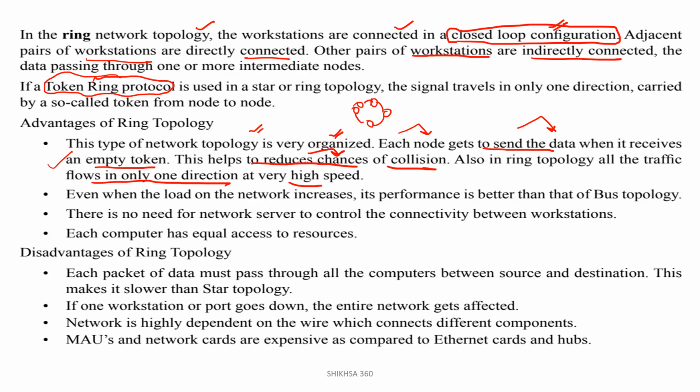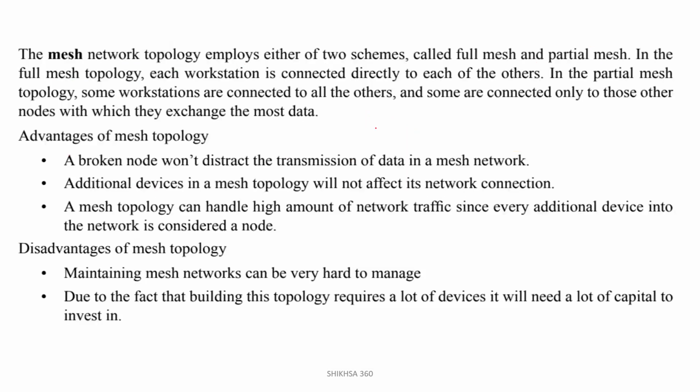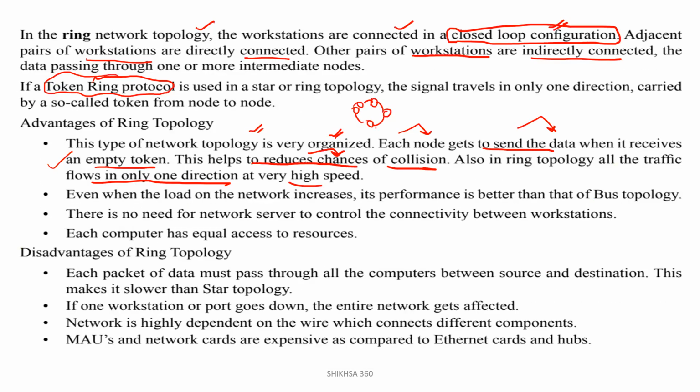Also in the ring topology, all the traffic flows only in one direction at a very high speed. Clear? Even when the load on the network increases, its performance is better than that of the bus topology.